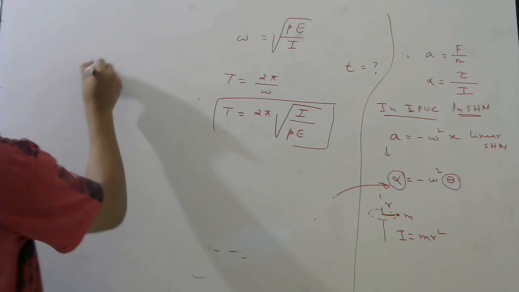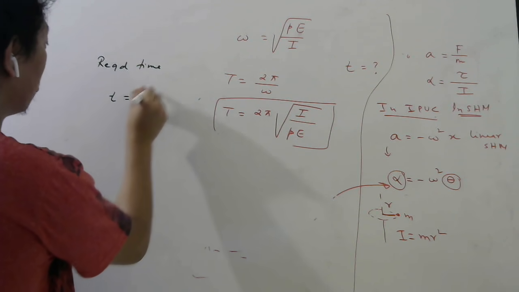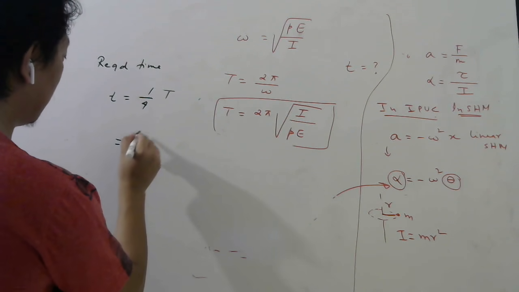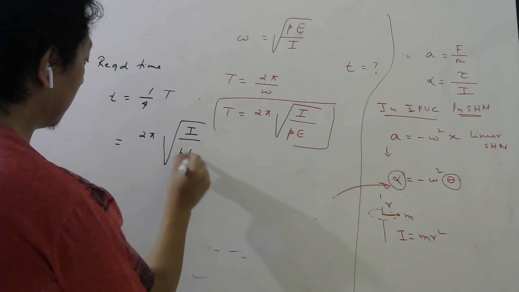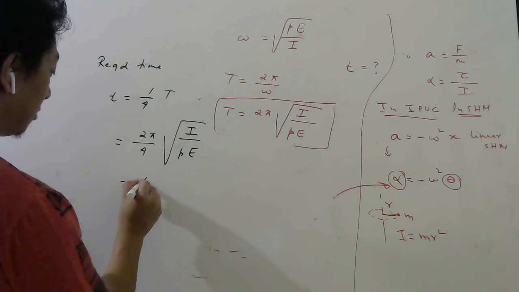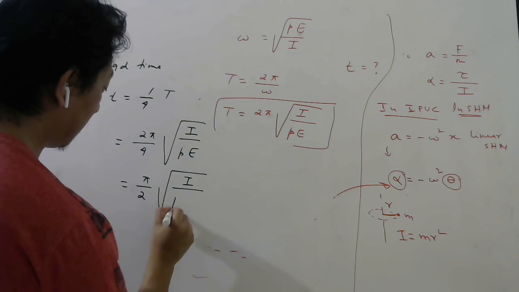So the required time is basically 1/4 of this time period. That means if I put here 2 pi root over I by PE divided by 4, 2 and 4 you can cancel. So it is pi by 2 root over I divided by PE.